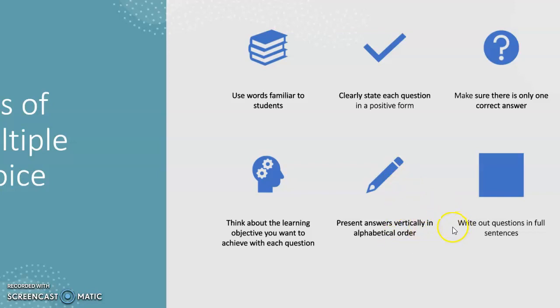Oh, and one that I don't have included on here is make sure that you have at least 3 to 5 options available for the students. So let's say you have 4, you would have A, B, C, and D.